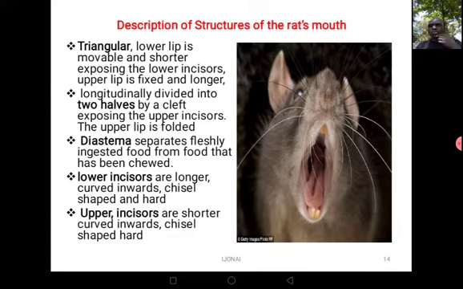So the diastema is located between the incisors and the premolars, as you can see, and is a good gap that enables separation of the food and also movement of the tongue in and about for collecting of the food.